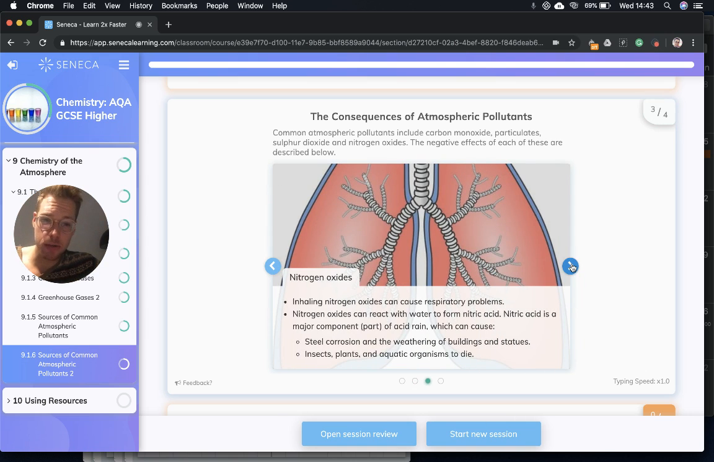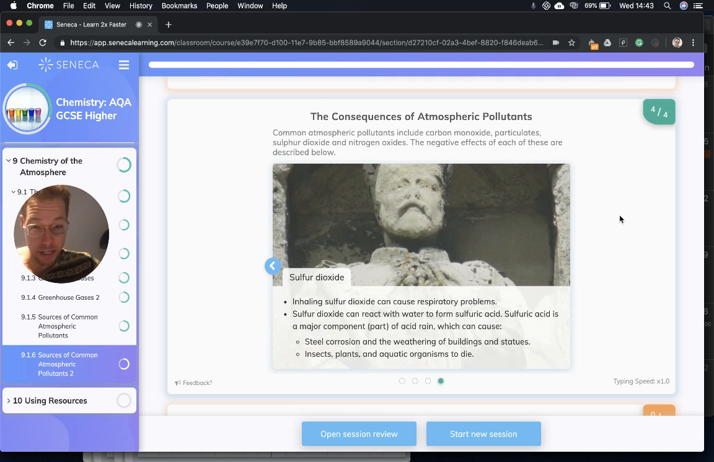Okay, nitrogen oxides, what about those? Inhaling nitrogen oxides can cause respiratory problems. Nitrogen oxides can react with water to form nitric acid, and nitric acid is a major component of acid rain, which can cause steel corrosion and the weathering of buildings and statues, as well as death in insects, plants, and aquatic organisms. Not great.